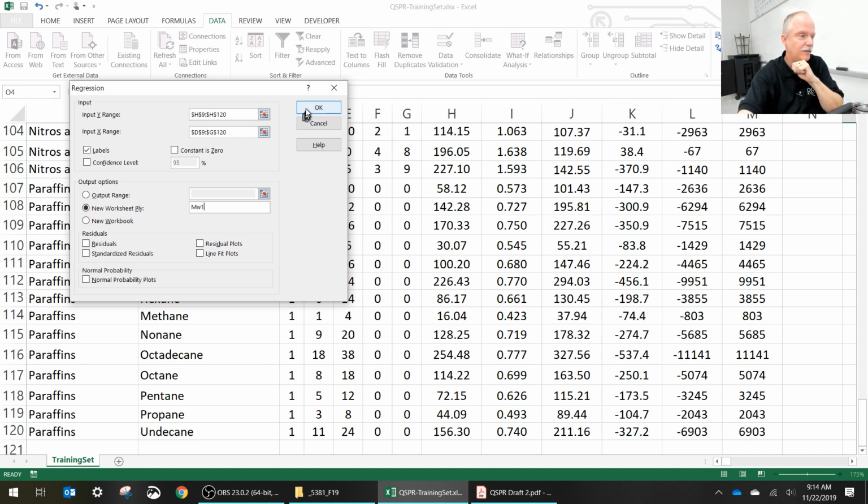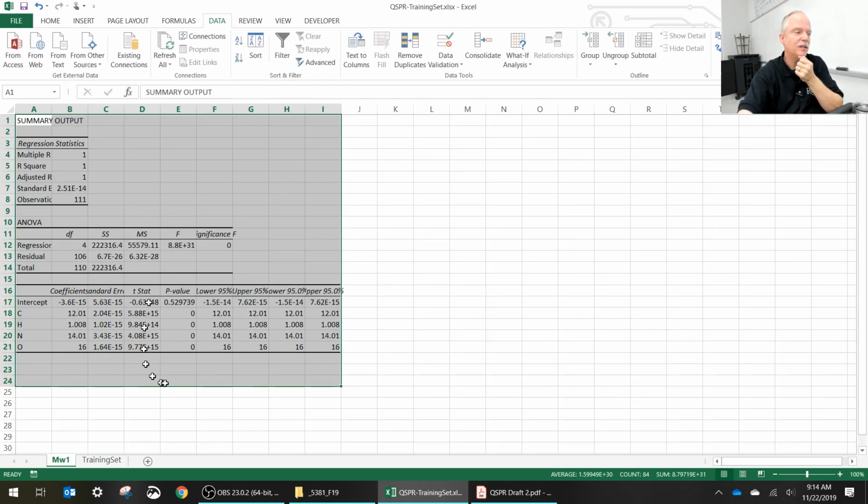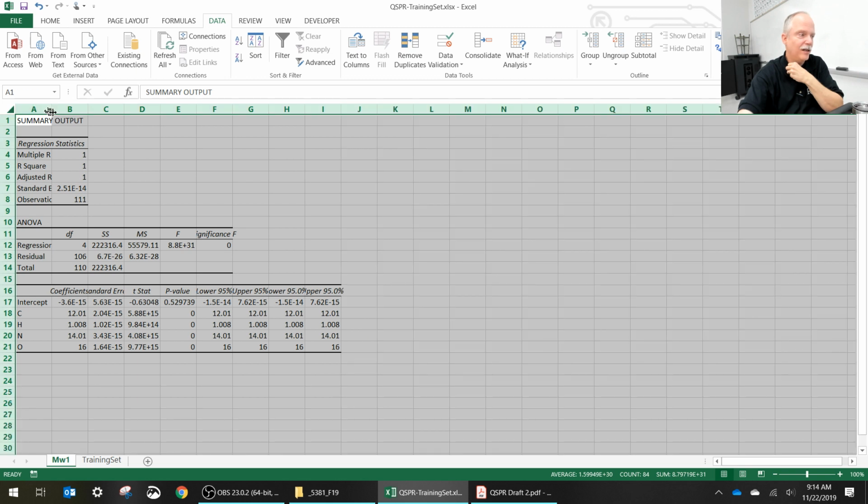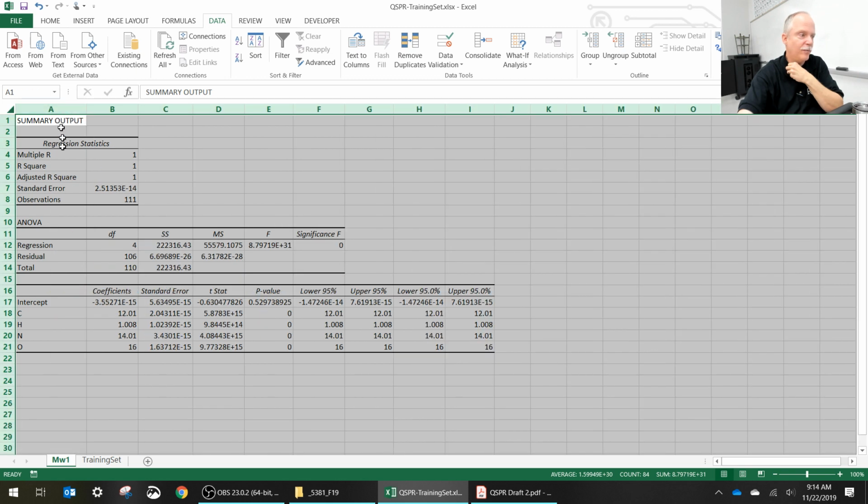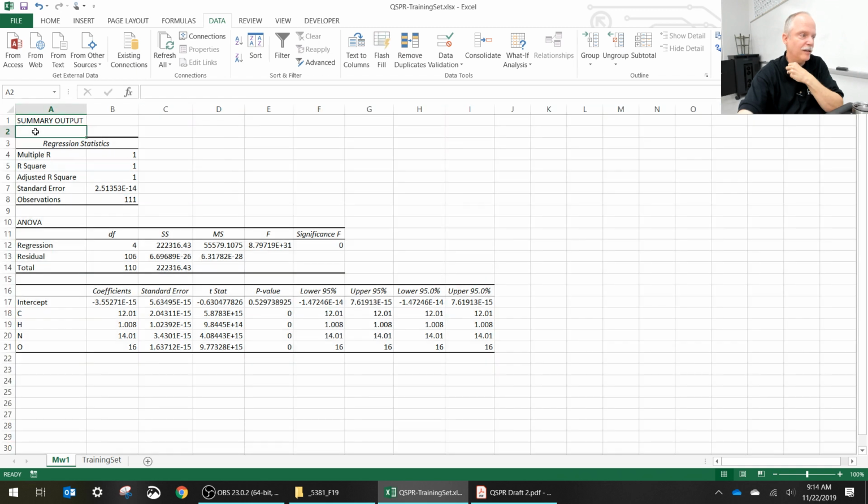All right, then we can hit OK, and it produces this regression output. Now here's my trick in terms of auto-scaling everything. I select all of it and double-click that divider between A and B, and it auto-scales everything. And I have an intercept, and then I have the molar mass of carbon, hydrogen, nitrogen, and oxygen. It's pretty darn good. In fact, it's way better than what I had before, because one of the numbers was mistyped, but this nailed it.